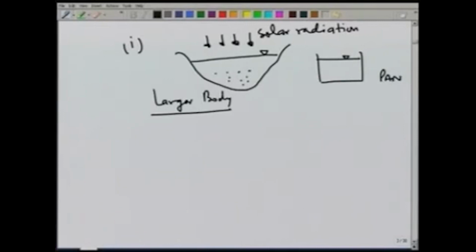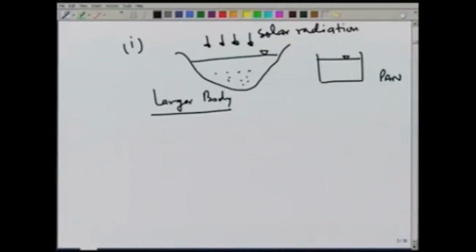But for a small pan, radiation will be available for evaporation and therefore, the pan evaporation will be larger than lake evaporation. So, effect of the size or you can say heat storage within the body, causes pan evaporation to be larger. So, EP will be larger than EL because of this storage capacity of the body.